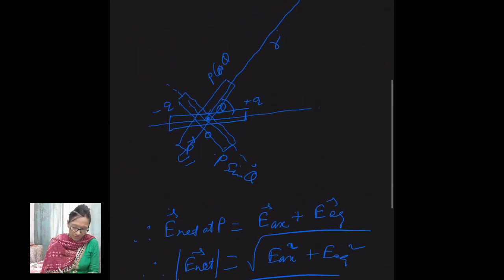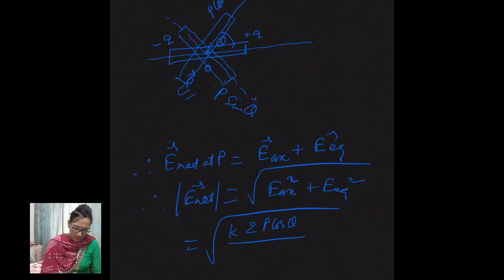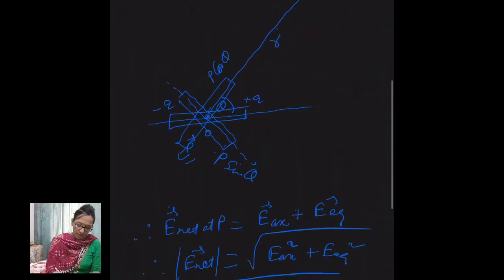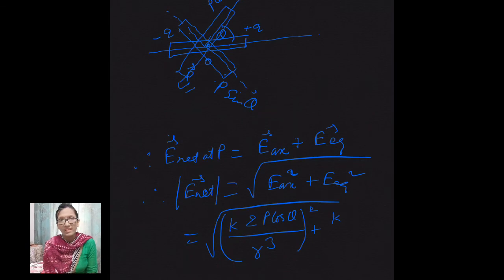Now let me draw first of all the diagram. So there is a dipole, minus q charge, plus q charge, and from center, which is at point O, we have to find electric field at a point P, which is at a distance r, and this line is making angle theta with axial direction. Okay.